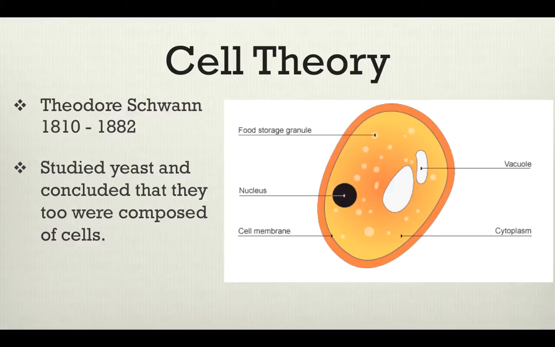Theodor Schwann, another scientist during a similar time as Schleiden, studied yeast and concluded that yeast, as we will see in our lab, are made of cells as well. Here's an image of our yeast cell. Again, we can see that different cells have different appearances, compositions, and organizations. So we've seen a couple of cells now. We've seen red blood cells, plant cells, yeast cells, and a general cell. We can see that they're all a little bit different.